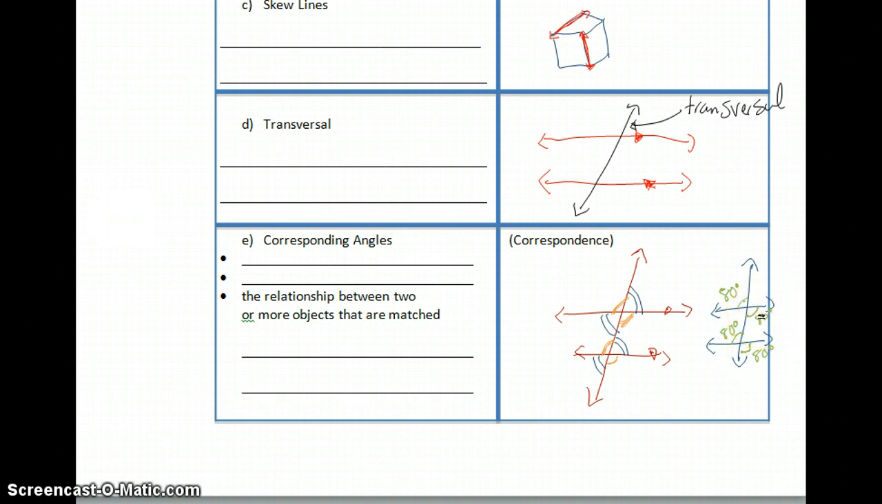I hope that this has given you a good visual representation, and I hope that you can find these definitions in your book or online.